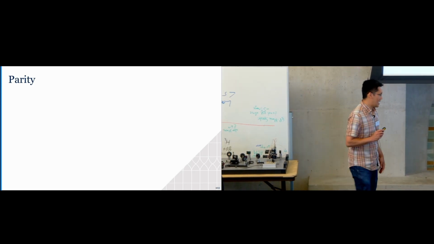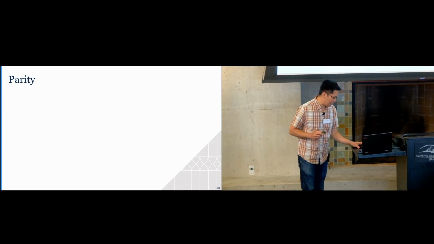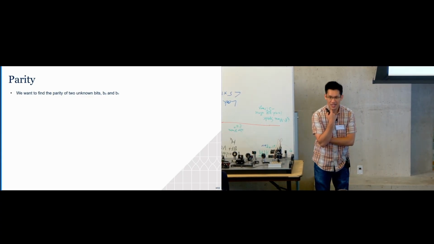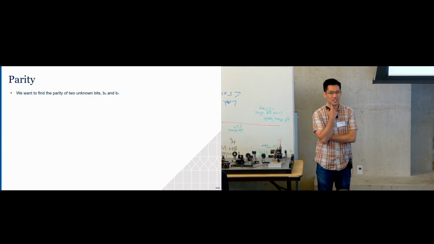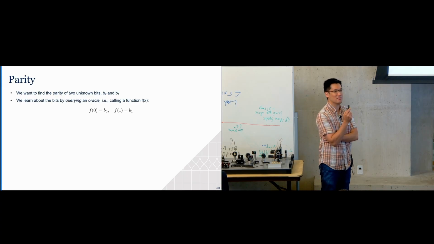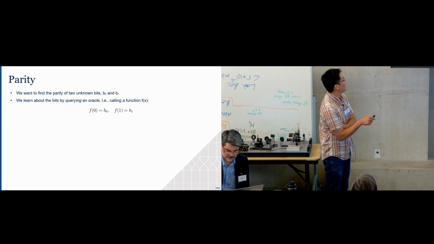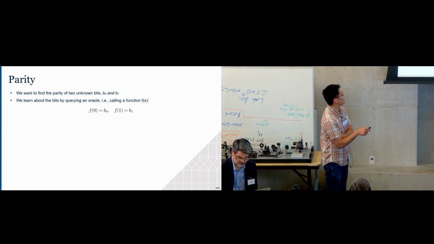Okay, the next thing we want to look at is an algorithm for calculating the parity of 2 unknown bits, where you access the bits through an oracle or a function or a black box. So basically, there's this function f of x where if I evaluate f of 0, it gives me bit b0, and if I evaluate it at 1, it gives me bit b1. And I'm trying to find the parity of these 2 bits.